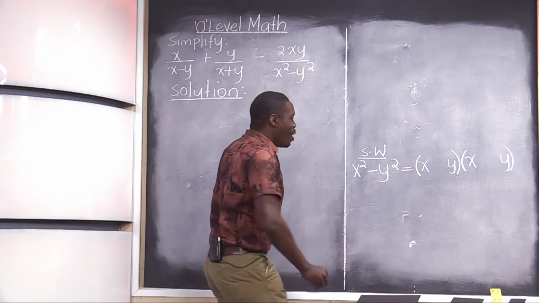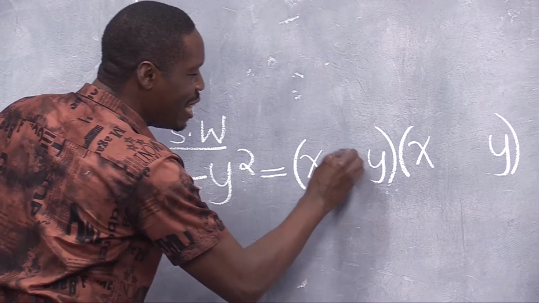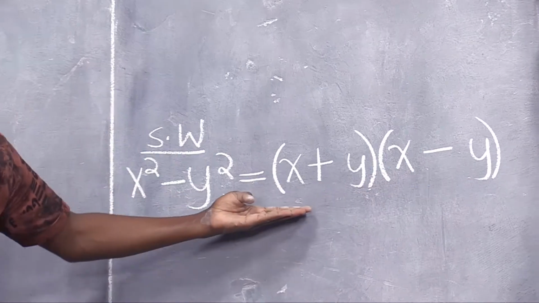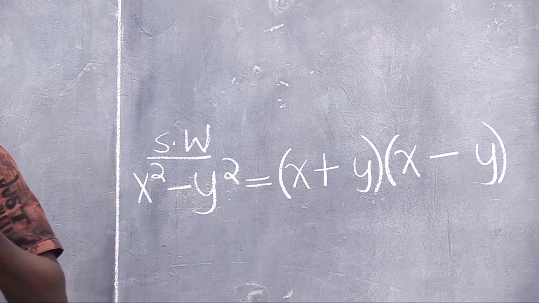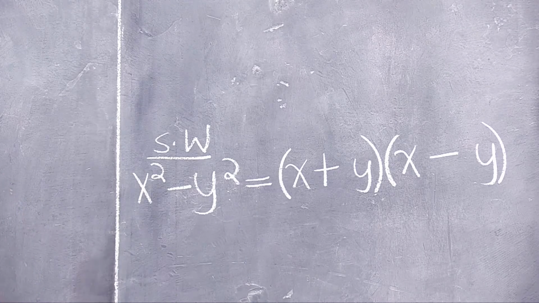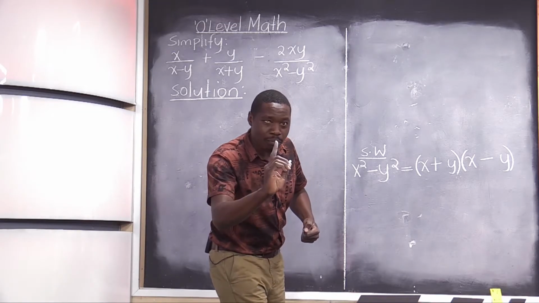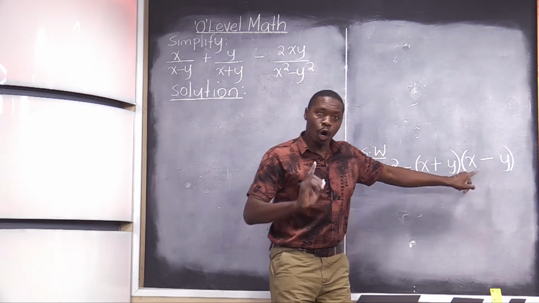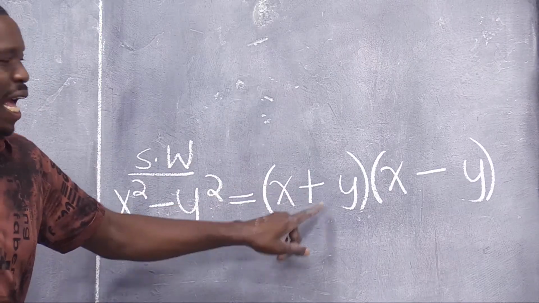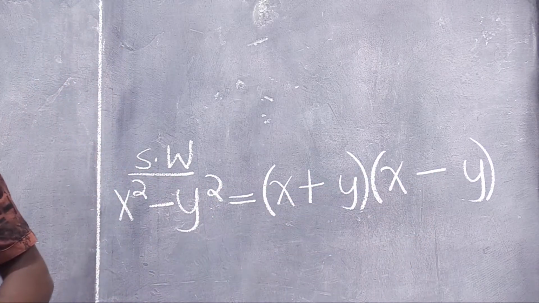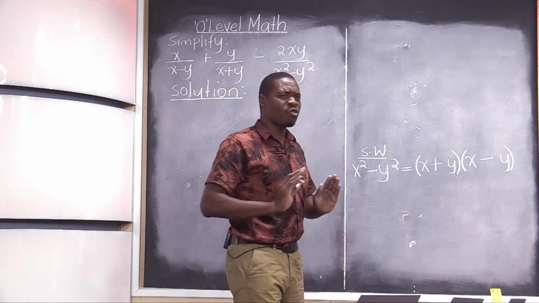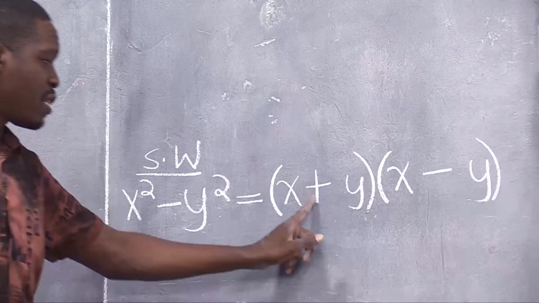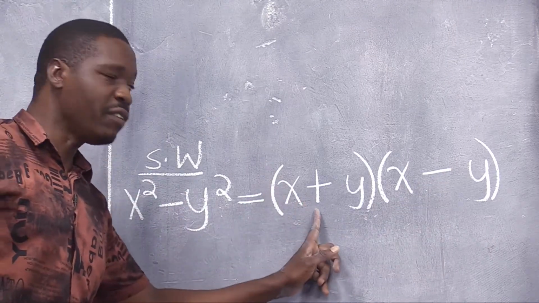Good. So one bracket will have a positive and the other will have a negative. This is what we call factorizing a difference of two squares. But remember, I don't want you to cram. You can either start with a positive here and end with a negative, or you can start with a negative here and end with a positive. It is okay. But some people have been cramming that the first bracket should have a positive. No, it is not a must. You can have a positive here, then a negative, or a negative here, then a positive.